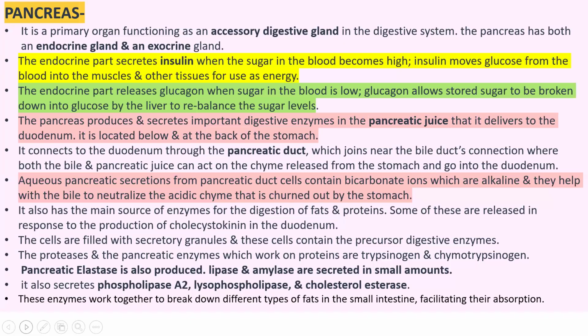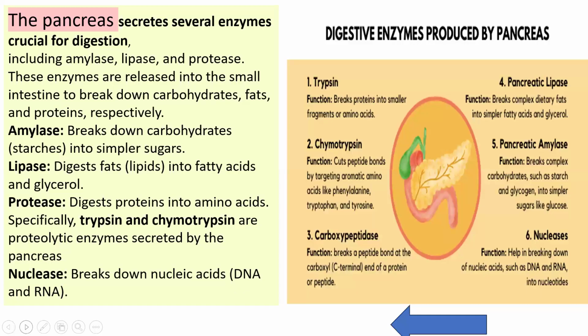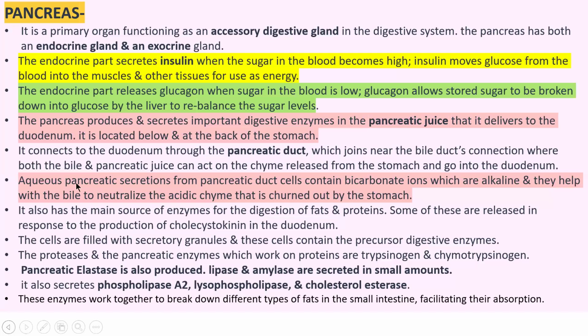So the pancreas function, we have seen this one. Now, the pancreas exocrine and endocrine function. The endocrine part secretes insulin when the sugar in your blood is high. So insulin moves glucose from the blood into your muscle and other tissue, and it is also stored as glycogen in the liver and muscle.